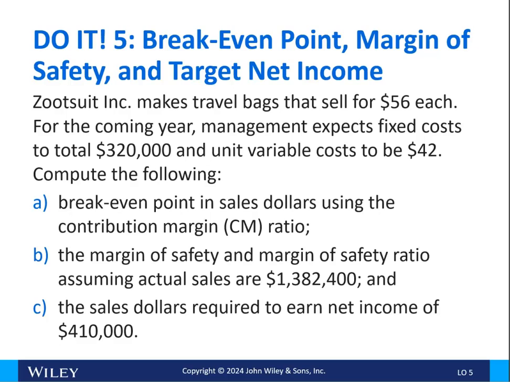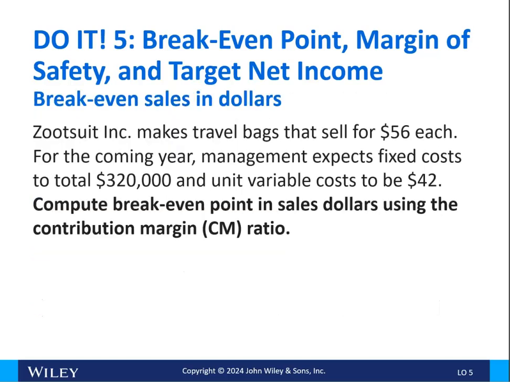Break-even, margin of safety, and target net income. So Zoot Suit makes travel bags that sell for $56 each. For the coming year, management expects fixed costs to total $320,000, and unit variable costs to be $42. We compute the following: break-even point in sales dollars using the contribution margin ratio; the margin of safety and margin of safety ratio, assuming actual sales are $1,382,400; and the sales required to earn a net income of $410,000. So we'll go through all of these.